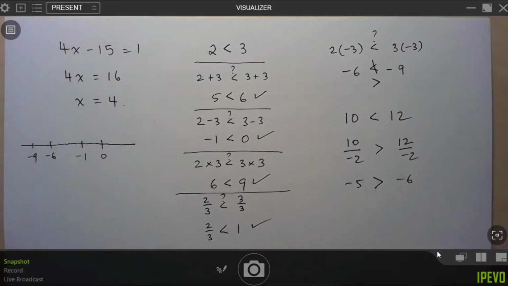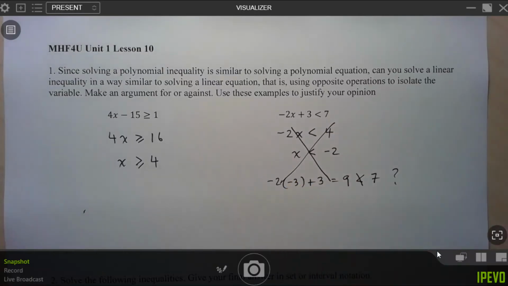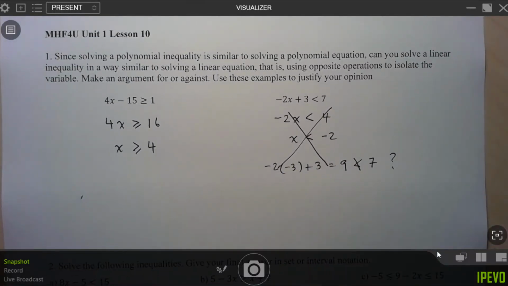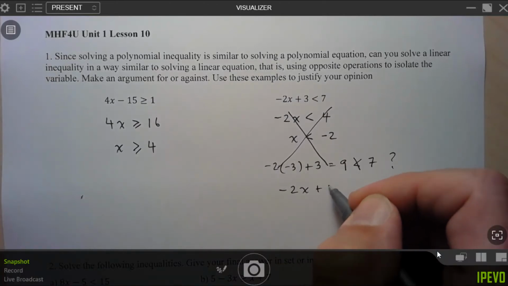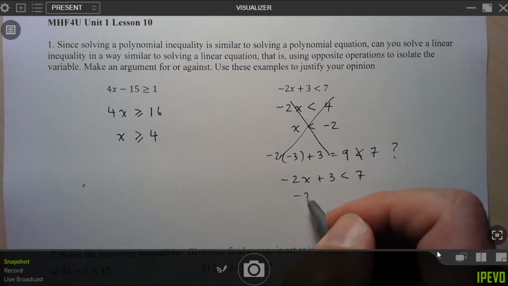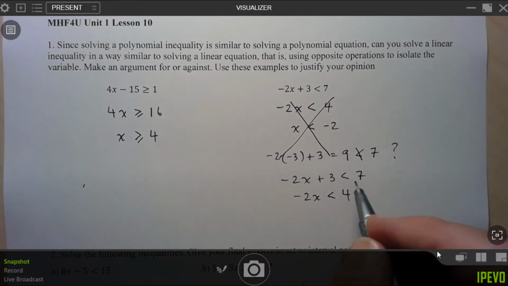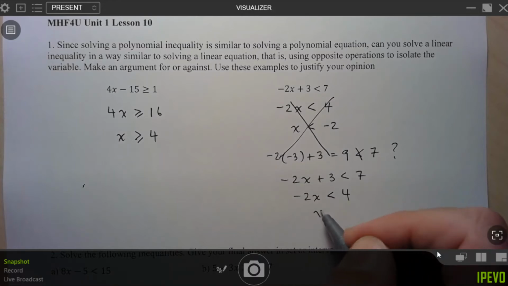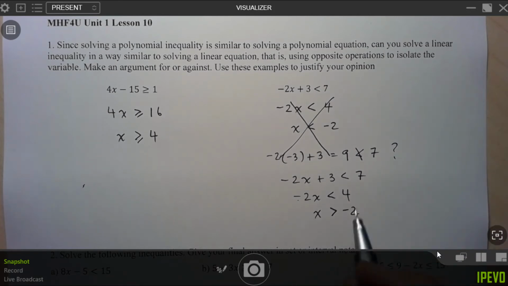So if I go back to my example here and I apply this new knowledge, let's apply this new idea here that we have to switch the inequality when we're multiplying or dividing by a negative number. And let's see if we get something that's reasonable. So this gives me negative 2x is less than 7 minus 3 is 4. So we determined addition and subtraction had no issues. So x now, when I divide both sides by negative 2, is actually going to be greater than negative 2.